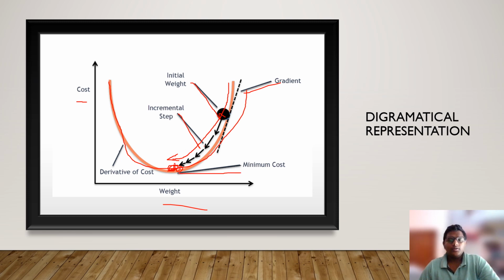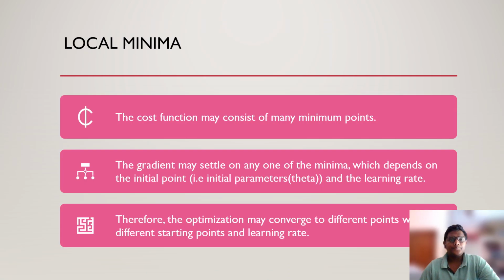It is the derivative of the cost, taken as an incremental step. So this is how the minimum cost is reached by the gradient descent algorithm, and it is one of the most popular optimization methods, widely used in many kinds of algorithms in machine learning and deep learning. So moving to the next slide.